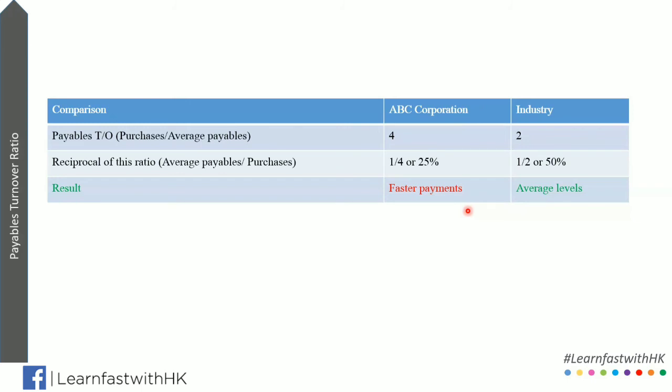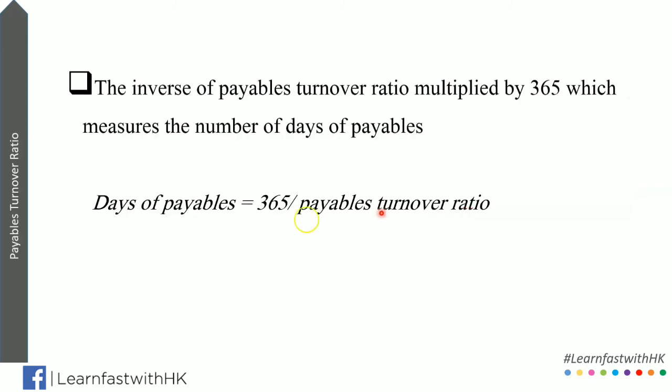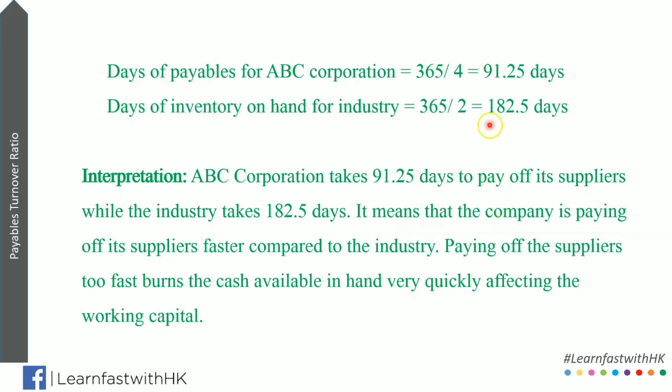Now let's move on to days of payables. The formula for calculating it is 365, which is the number of days in a year, divided by the payables turnover ratio. The days of payables for ABC is 91.25 days, while for the industry it is 182.5 days.